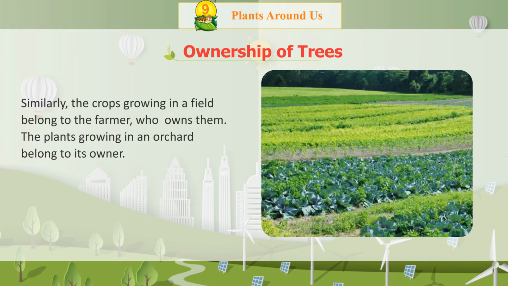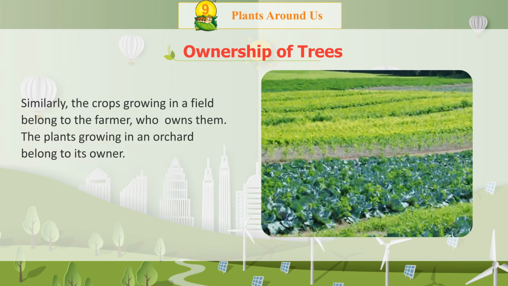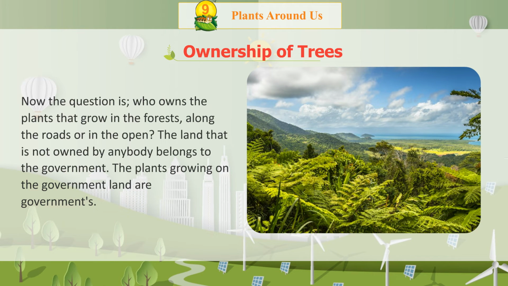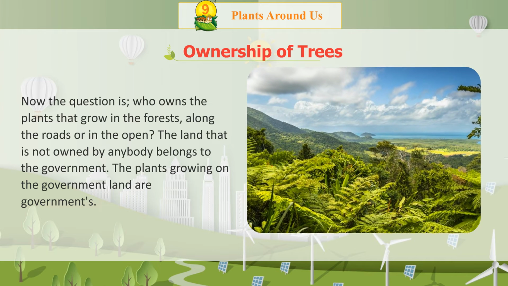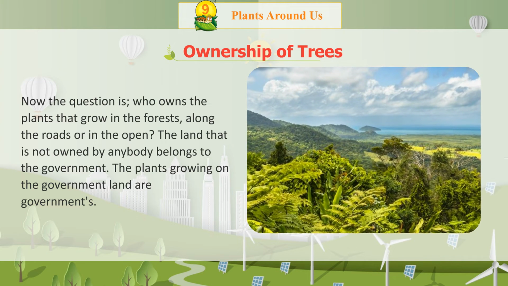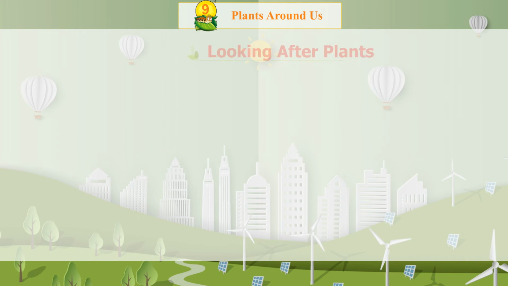Similarly, the crops growing in a field belong to the farmer, who owns them. The plants growing in an orchard belong to its owner. Now the question is, who owns the plants that grow in the forests, along the road or in the open? The land that is not owned by anybody belongs to the government. The plants growing on the government land are the government's.